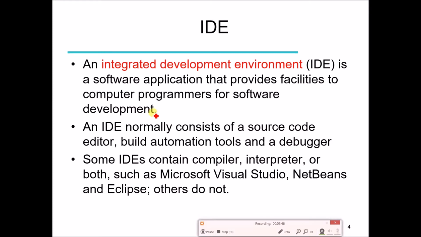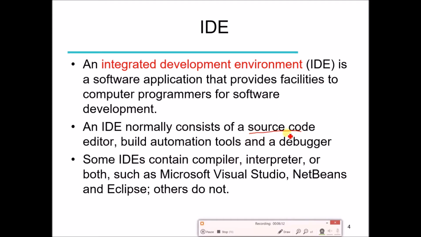So an IDE is a software application that provides facilities to computer programmers for software development. People are using IDEs, especially professional programmers, who get a lot of benefits and advantages by using these integrated development environments. An IDE normally consists of a source code editor, build automation tool, and the debugger. So these are the very basic things.